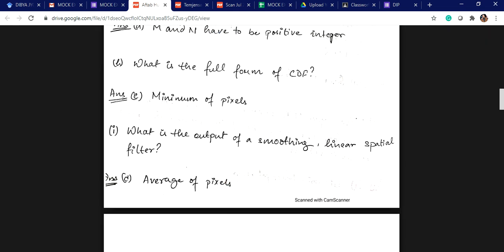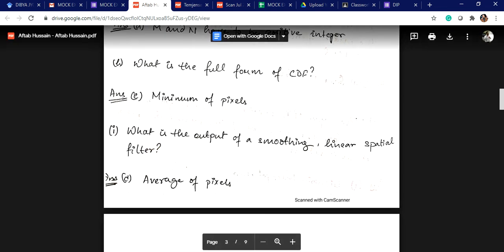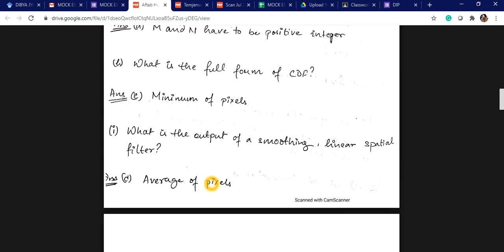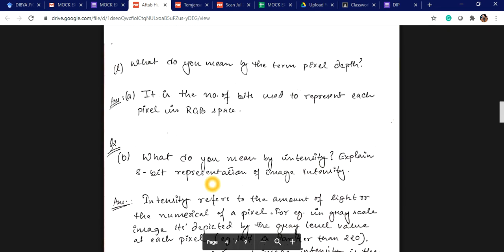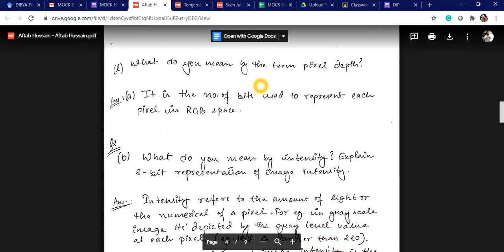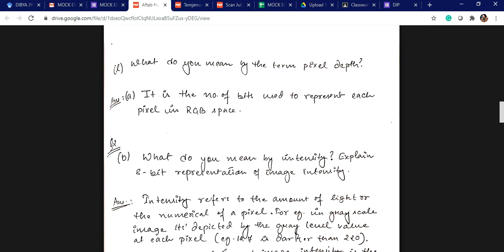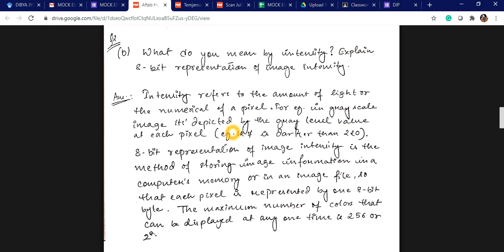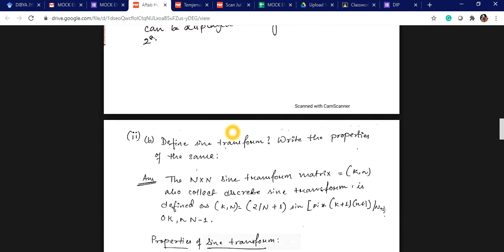Anyway, the output of a smoothing linear spatial filter is what? This is correct. Average of pixels. Now, this is the average. Okay, then what do you mean by the term pixel depth? It is the number of bits used to represent each pixel in RGB space. That is also correct. Then this question, short answer questions should be like this.